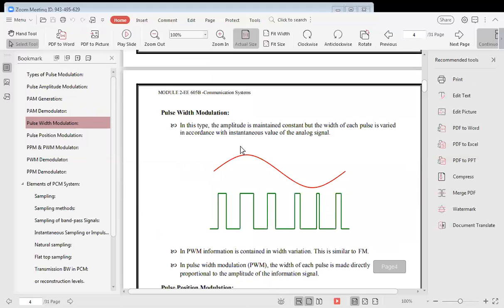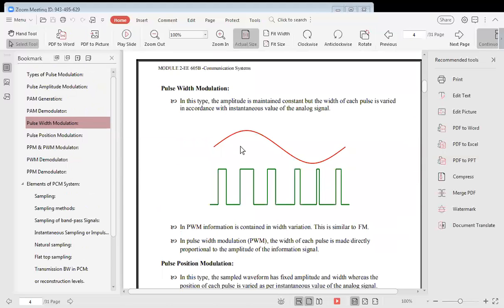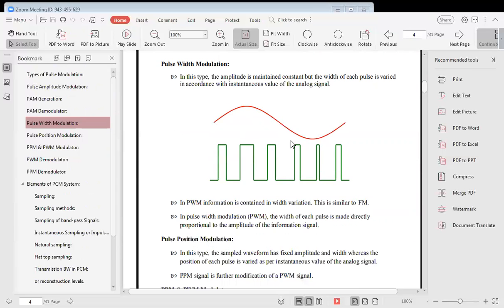Now the next pulse modulation is the pulse width modulation. When the width of the pulse is varied in accordance with the instantaneous value of the message signal, that is called pulse width modulation. Here, when the message signal amplitude is high, the width of the pulse is high. Here is the minimum, and this is the minimum. When it is at the zero position, the original pulse is there, and the pulse width is varied in accordance with the message signal. That is called pulse width modulation.